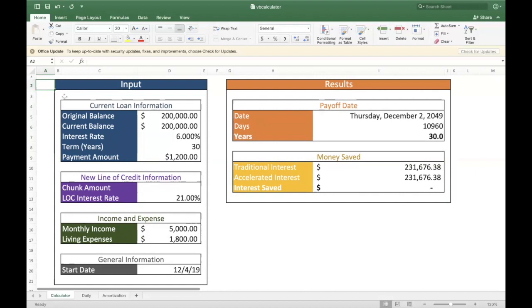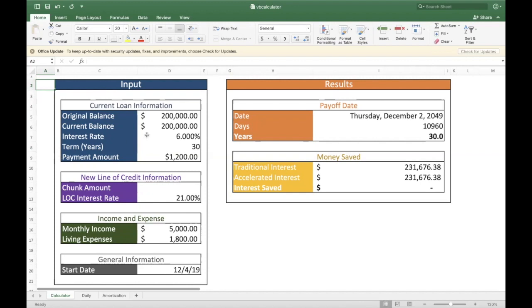On the left, we have the current loan information. We're going to use the same example as our case study in pillar 1. We have an original balance of $200,000. The current balance is $200,000, so we're starting this loan right now. The interest rate is 6%. The term is 30 years, so 360 payments, and the payment amount is $1,200. That comes straight from our example.